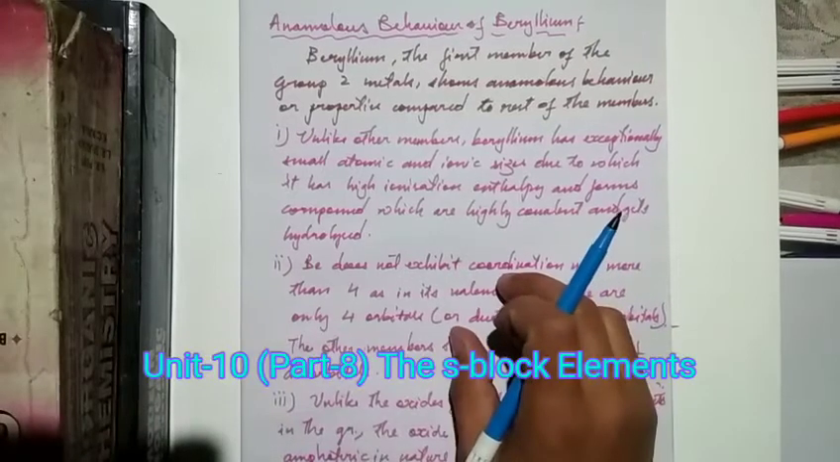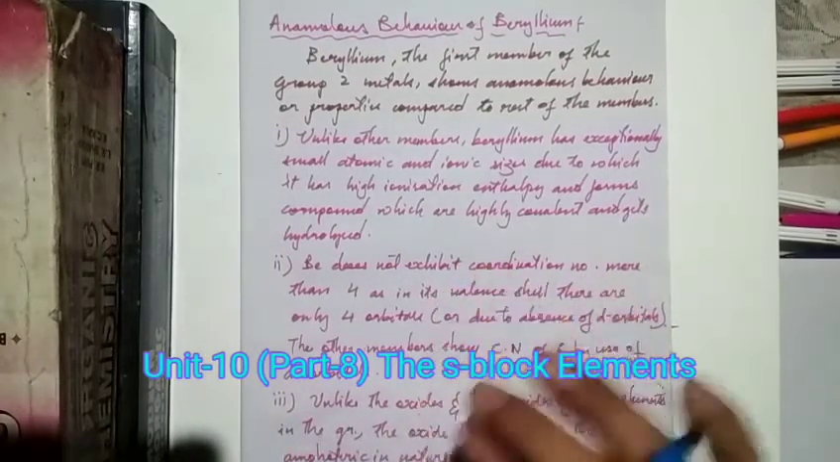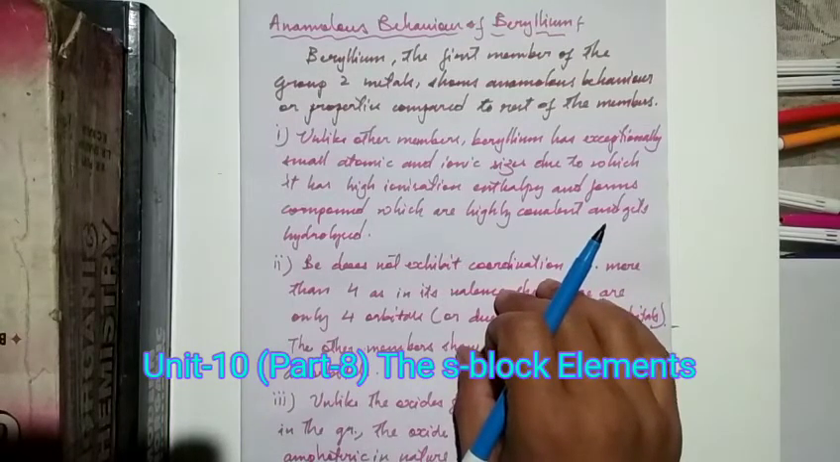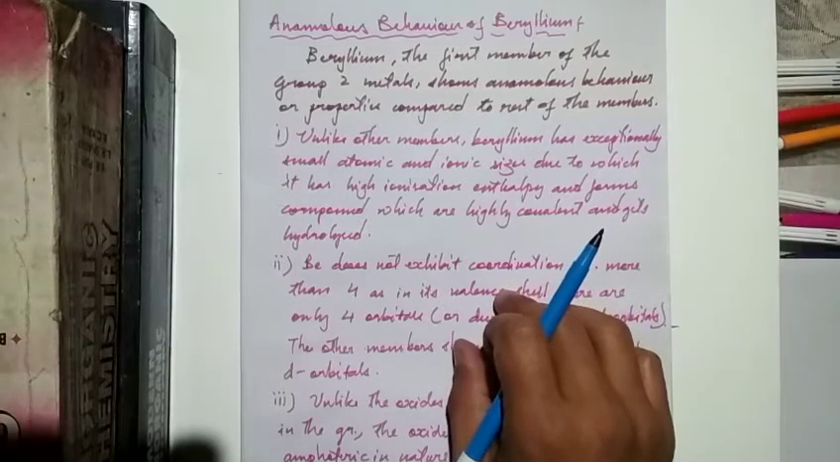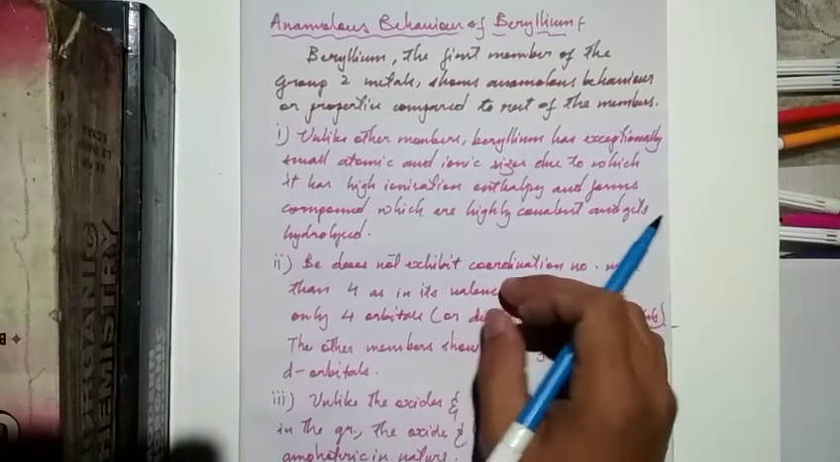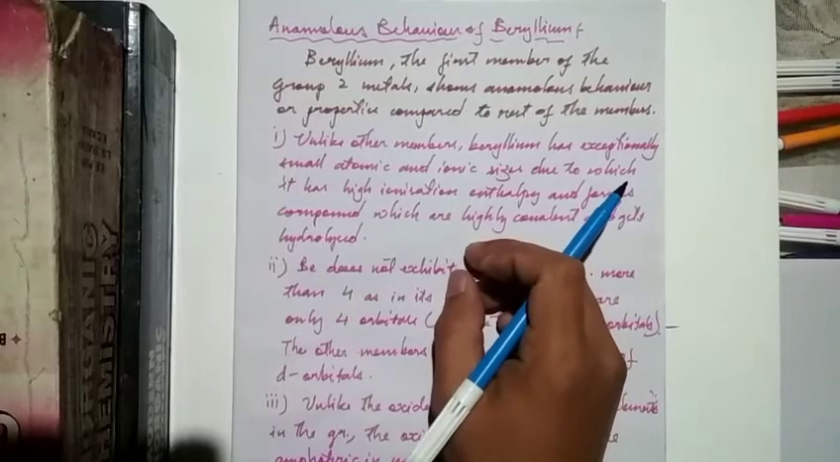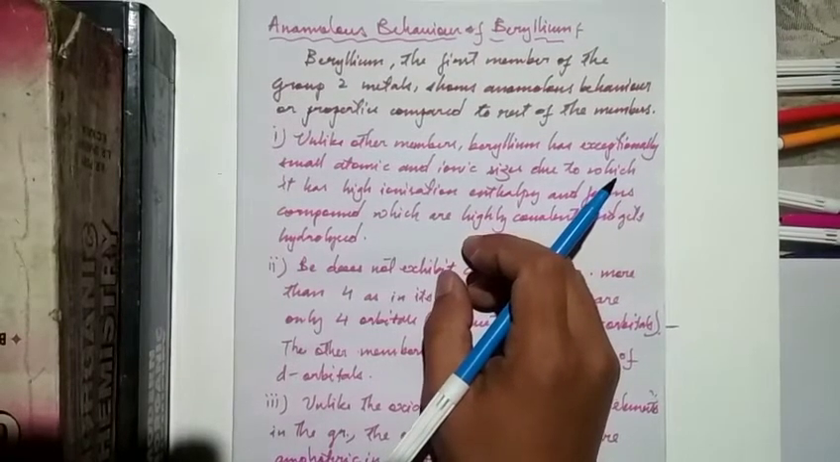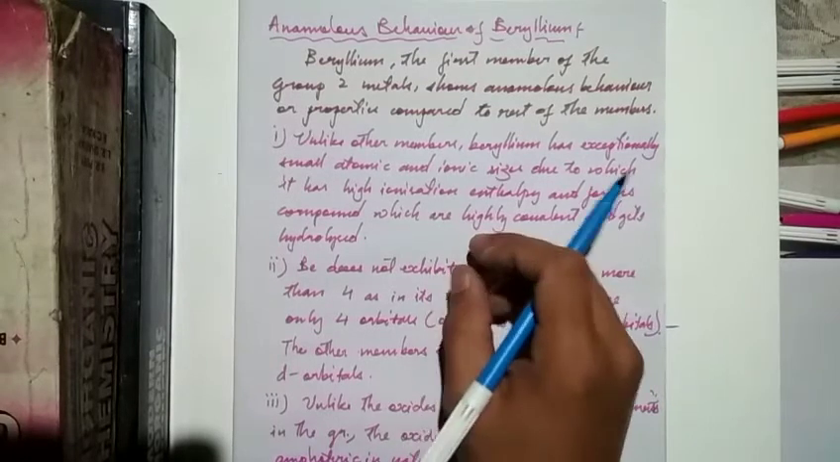So today we are going to discuss some topics. Firstly, we are going to discuss the anomalous behavior of beryllium. Anomalous means different. Why is beryllium different from the rest of the members of the same group?